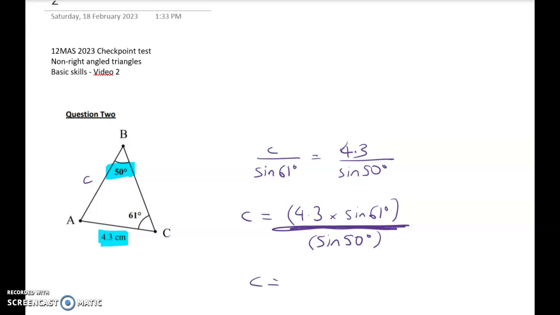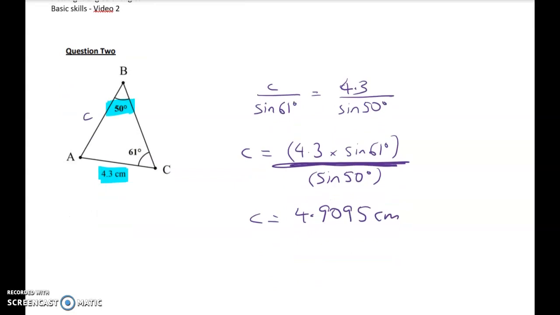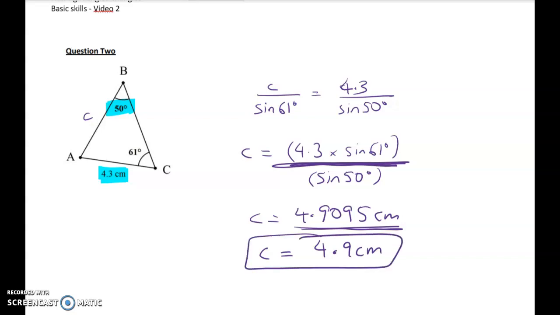Okay, so that gives me an answer of 4.9095 centimetres. Now, if I'm using that in future calculations, I'm going to use it with lots of decimal places, but here I can round it to 4.9 centimetres. So if you're thinking about what I mean by that, this one is kind of like your answer, but this one here is where you're going on to use it further down. That's got us this side, so we've got 4.9 here.